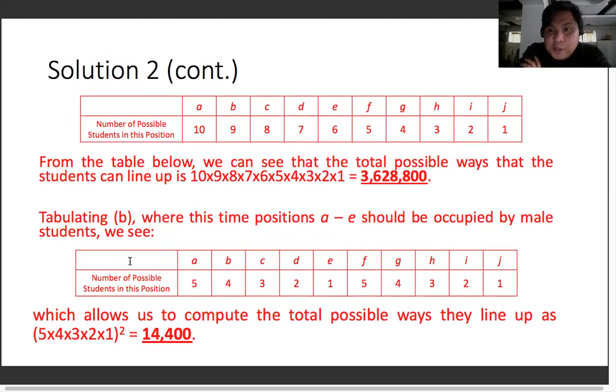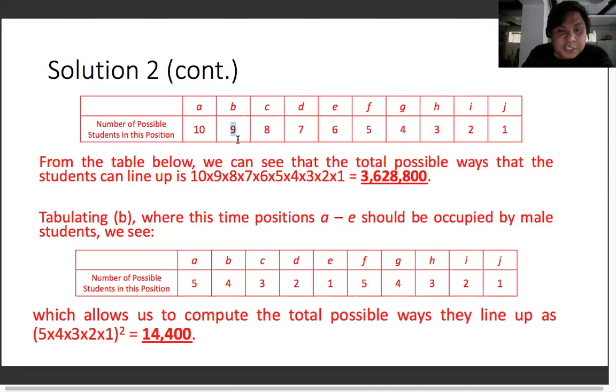For the first one, there are no restrictions. So for the very first person in the line, position A, you have 10 people who can line up there. So you choose one person there. Now, once that person stands in that position, you don't have 10 people to choose from on the next position because there are only 9 students left. One student has already been assigned to the very front of the line. So letter B would have one less student to choose from. And this goes all the way up to J.